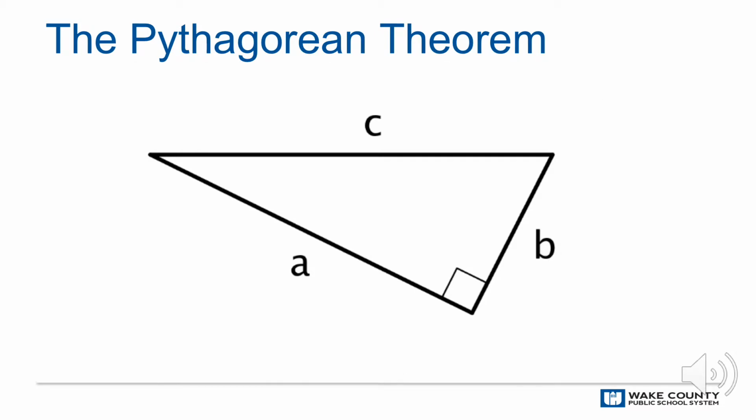Students will work with the Pythagorean theorem, which describes the relationship between the sides of any right triangle. A right triangle is any triangle with a right angle. The side opposite the right angle is called the hypotenuse, and the other two sides are called legs. Here we have a triangle with a hypotenuse c and legs a and b. The Pythagorean theorem states that for any right triangle, the sum of the squares of the legs is equal to the square of the hypotenuse. In other words, a squared plus b squared equals c squared.